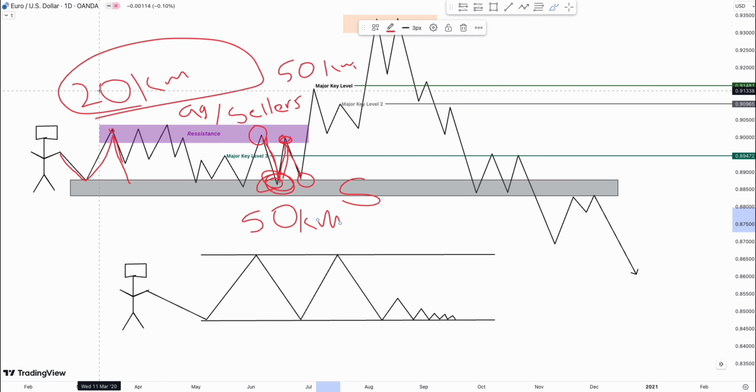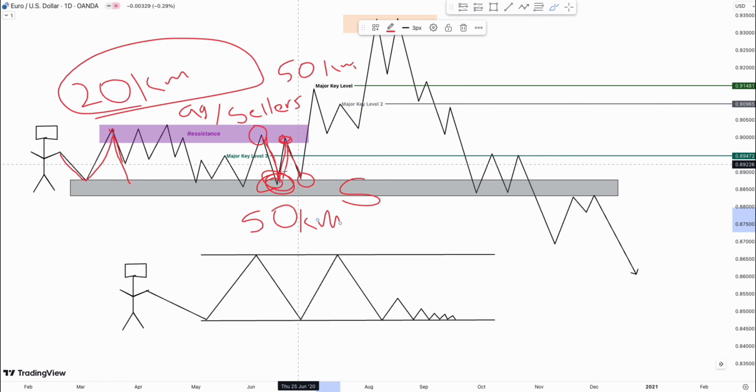What I'm saying with 50 kilometers and 20 kilometers is the aggressiveness of the buyers and sellers. I'm trying to make it clear and understandable for you guys, which is why I'm using these terms, 50 and 20. Here you can see 50 kilometers going up, coming down, so more aggressive sellers than over here. Here more aggressive buyers than over here, which is why price didn't go here and came back down. It's 20 here, 50 here, so it's a little bit faster and more aggressive.